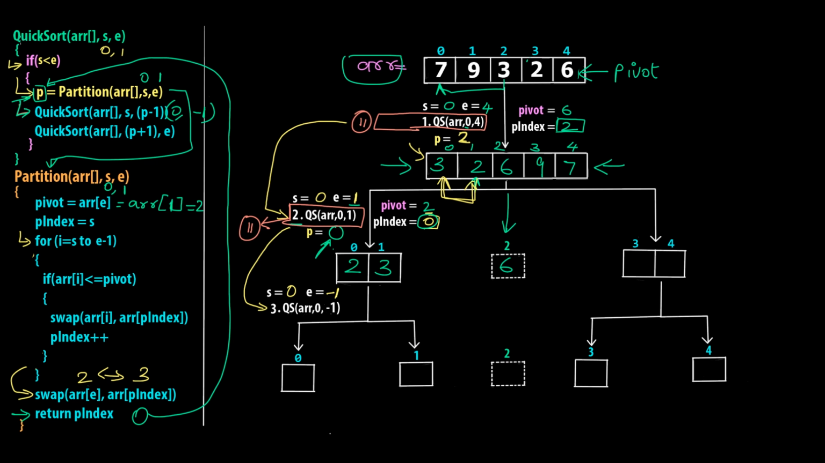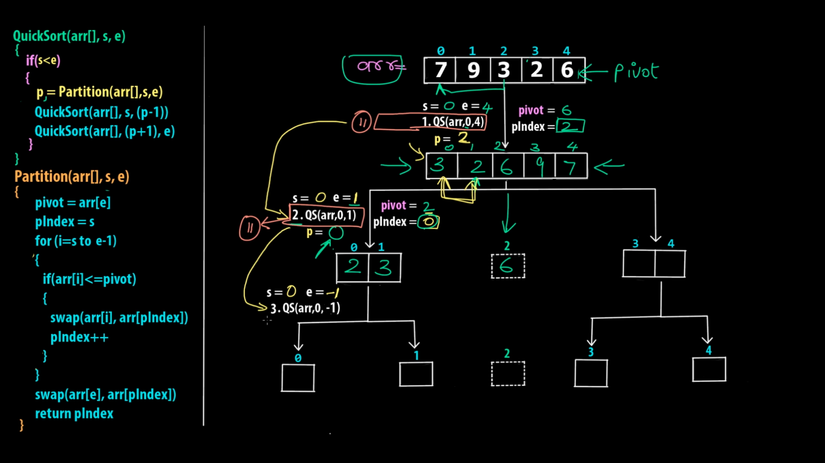So again this entire QuickSort will be called. So let's start from scratch. For the third QuickSort call, the array is passed as it is, but we are passing start index as 0, end index is -1. Obviously -1 does not exist in array indexes, and that is handled in this if condition. This if condition says, is s less than e? What is s? 0. What is e? -1. Is 0 less than -1? No. And this is where the recursion breaks, because now this if block has become false.